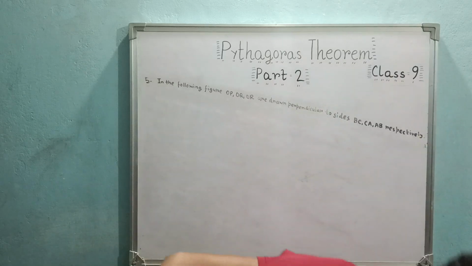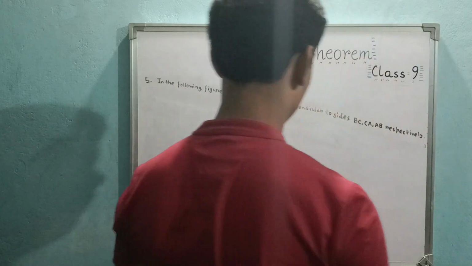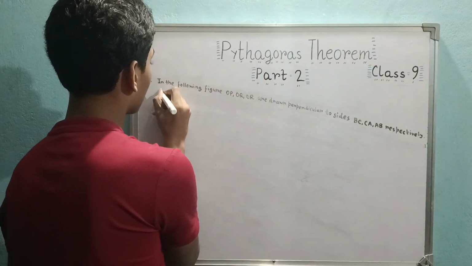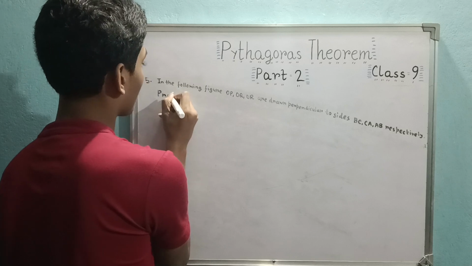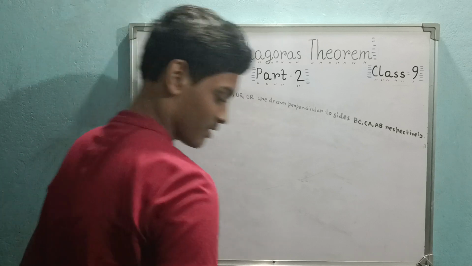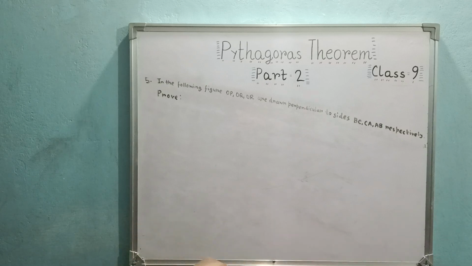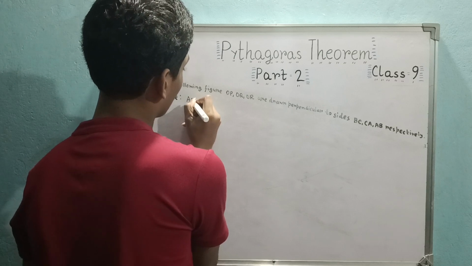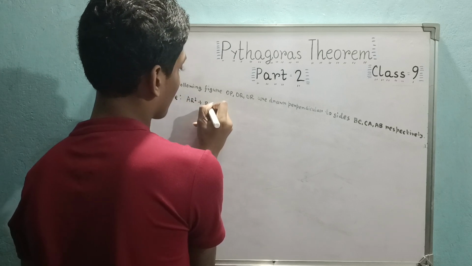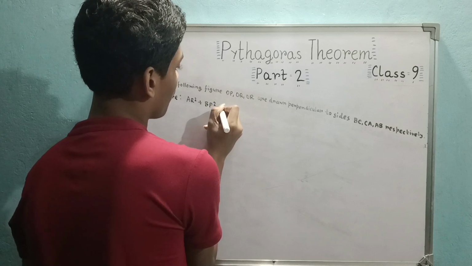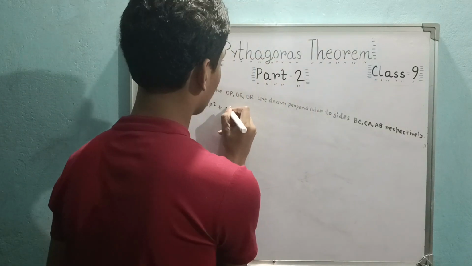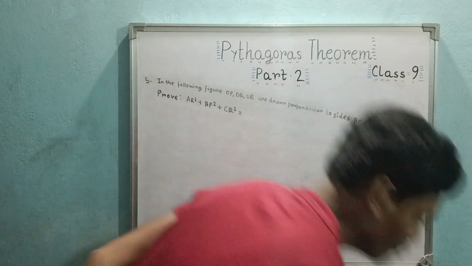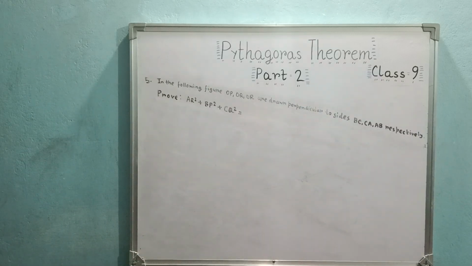Okay, that's what this is, nothing else than this. Now we have a proving. Proof: AR square plus BP square plus CQ square equal to AQ square plus CP square plus BR square.